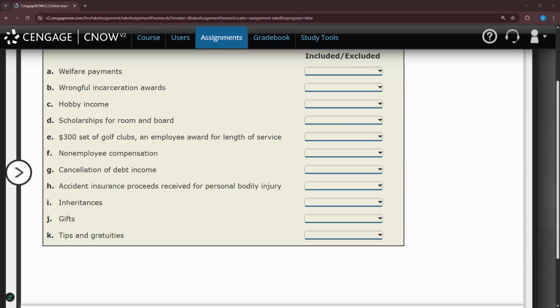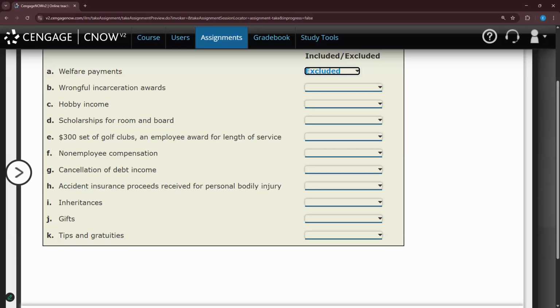Here we see welfare payments. So with welfare payments, these are essentially going to be excluded, right? So again, keep in mind certain things are not considered taxable. So generally there are tables that basically specify what's included and what is not included. So here we have welfare payments. These are going to be considered excluded. It's not income.